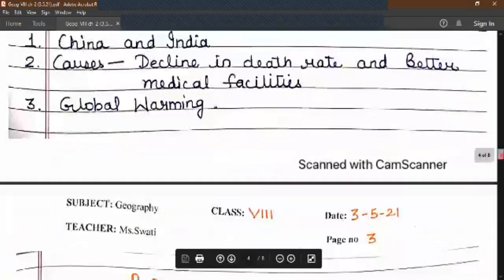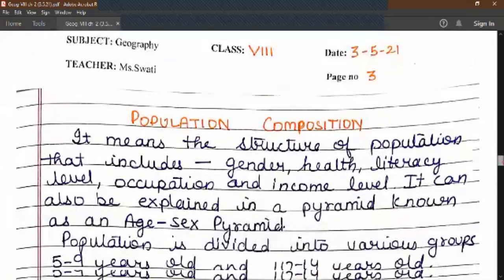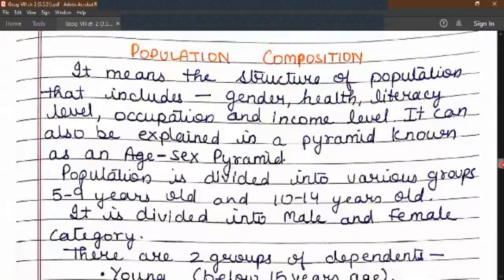Now children, let us resume our topic and discuss population composition. Population composition means the structure of the population which includes gender, health, literacy level, occupation, and income level. It can also be explained in a pyramid known as an age-sex pyramid.